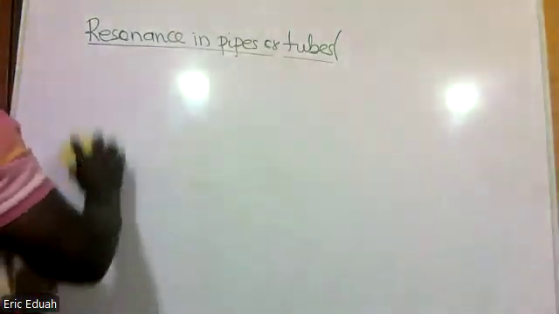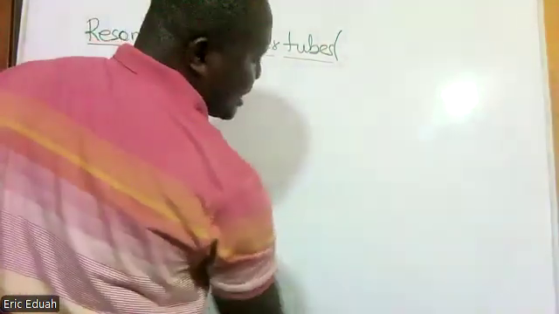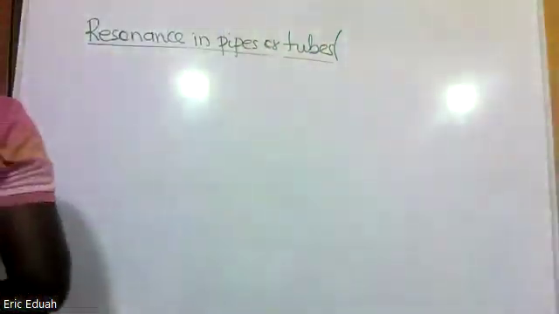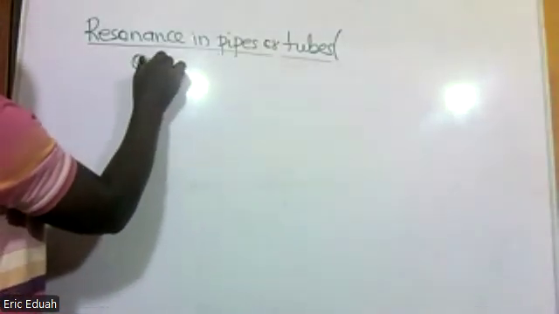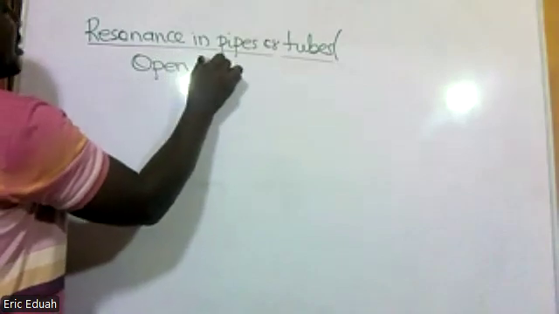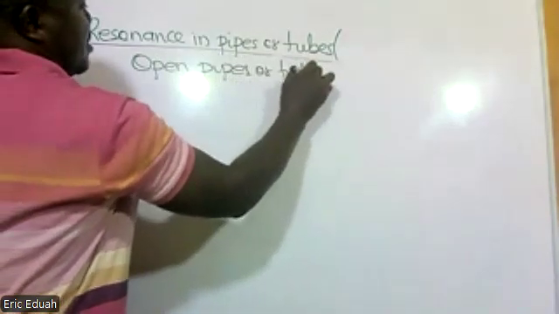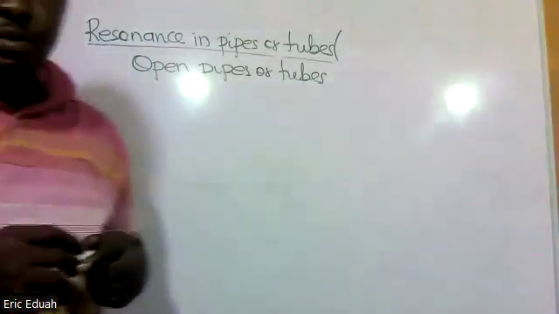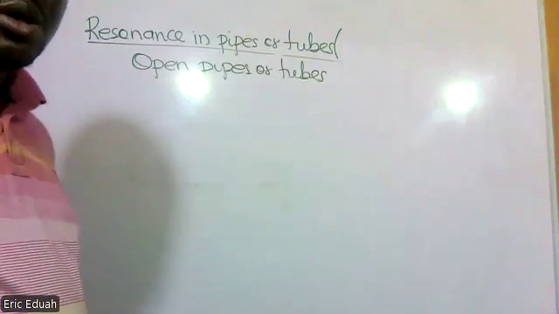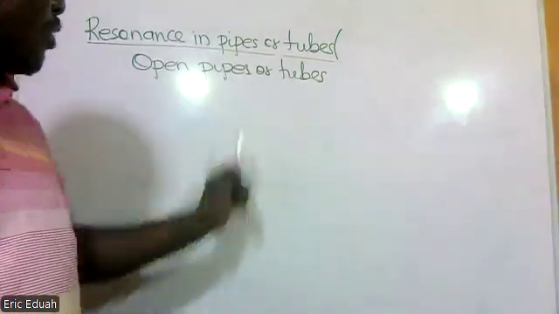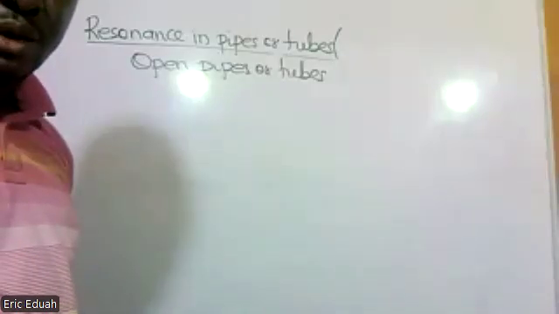Those who I'm listening. Look at wind instruments and then tell me some of them. Open pipes or tubes. Yes, I'm listening. Which instruments, which examples will fall under open pipe? Adwa, can you share any with me?